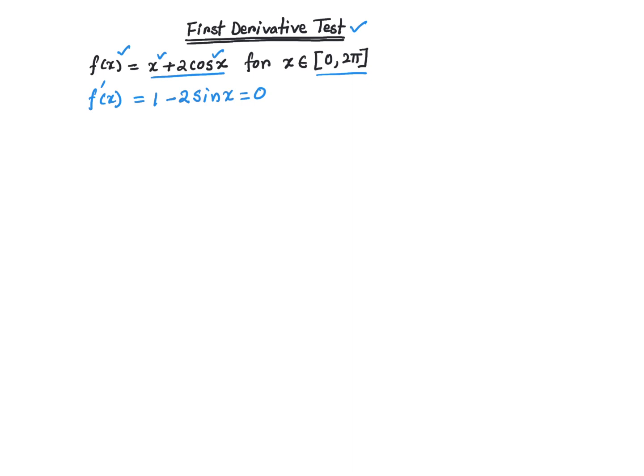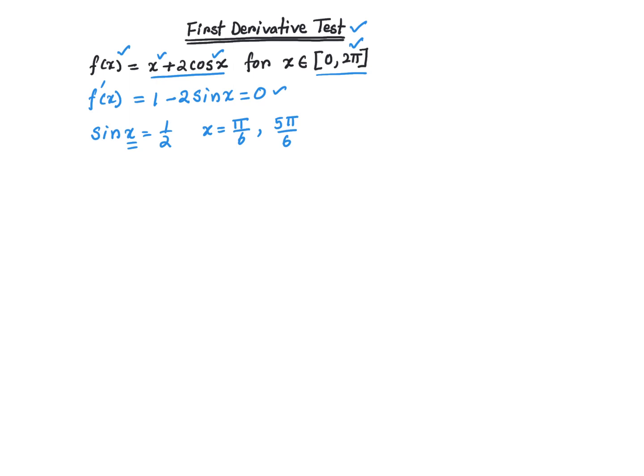What do we get? Sine of x is equal to 1/2 if we solve for x here. Now, for what values of x in this interval do we get sine of x to be 1/2, which is pretty easy, by the way. When x is equal to pi over 6, that's one option, since sine 30 degrees, or sine pi over 6, is 1/2. And the other option is 5 pi over 6. So these are the two options that we need to consider.